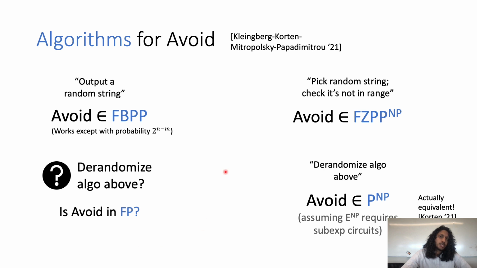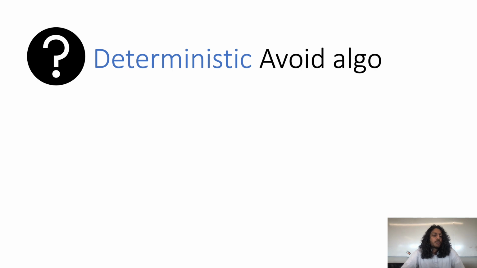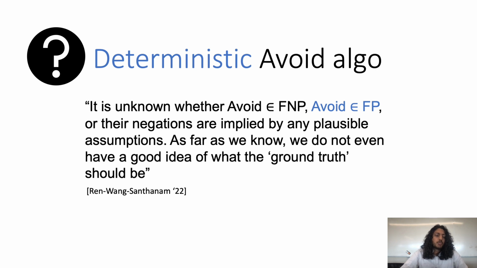The interesting question for this talk is going to be, can you de-randomize this algorithm? In particular, is there a deterministic algorithm for range avoidance? And what makes this question particularly interesting is it's not really clear what the answer should be. In fact, Ren, Wang, and Santhanam remark in one of their papers that it is unknown whether avoid is in FNP, avoid is in FP, or the negations are implied by any plausible assumptions. As far as we know, we do not even have a good idea of what the ground truth should be.